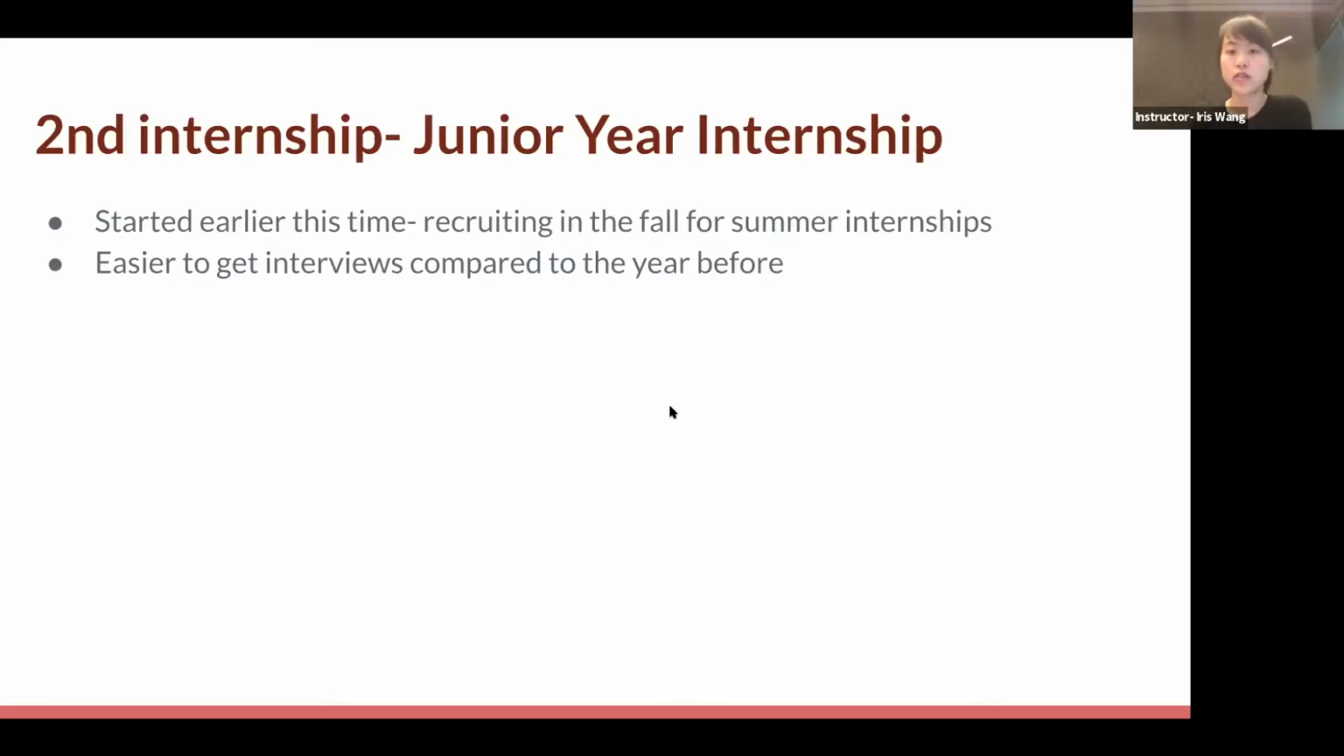So with my junior year internship, I started earlier this time, recruiting in the fall for the summer. It's a lot easier to get interviews compared to the year before. So I did a lot of similar things. I went to career fairs. I also tried to get referrals from people I knew who were working at these places. I'd highly recommend getting involved in the computer science community if you're not already. Back when I was in school, I was a TA and I was also part of some of the computer science organizations. And that's been pretty cool because now I know a lot of people at different companies.